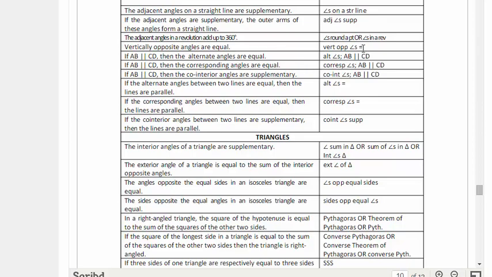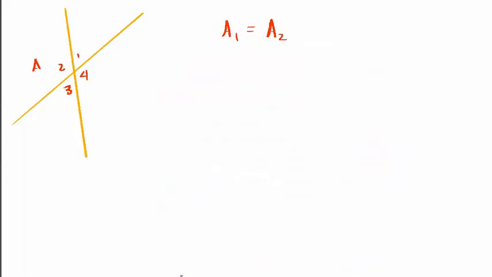Vertically opposite angles. Okay. Can you prove from you? Sorry? A1 is equal to A2. Sorry, in this case now A3 because I changed the numbers. And when we talk about angles, we just use that little cap. A1 plus A2 is equal to 180.